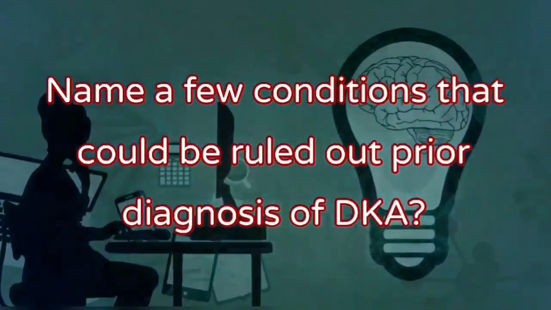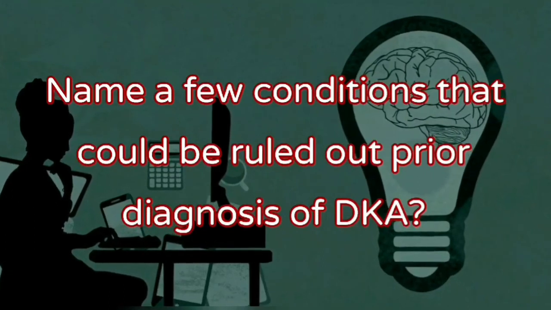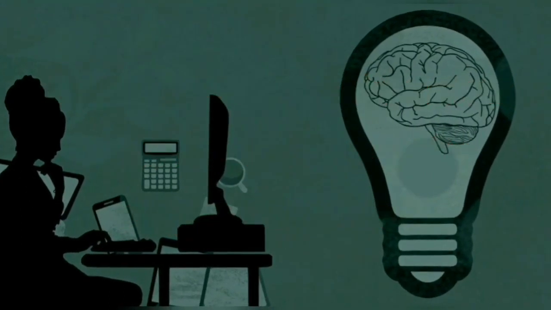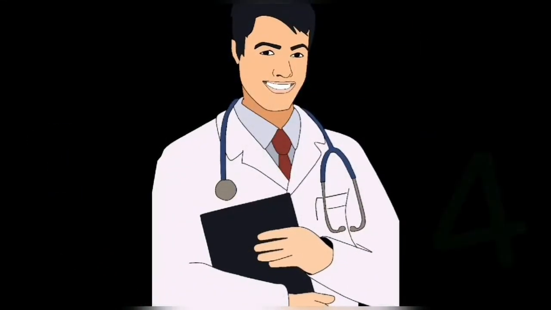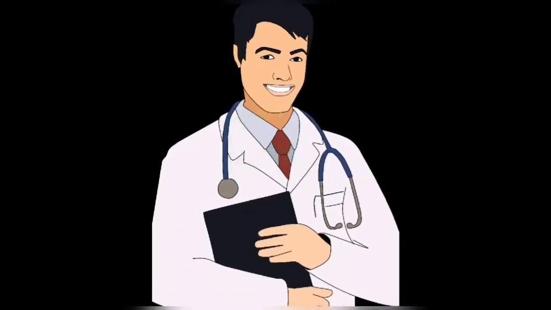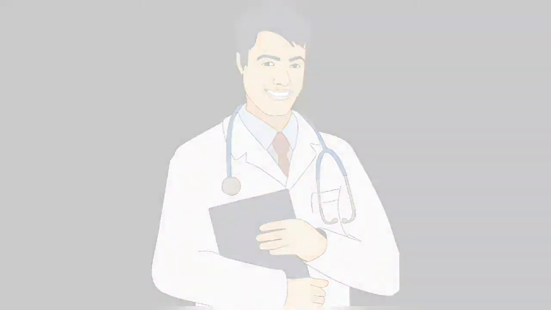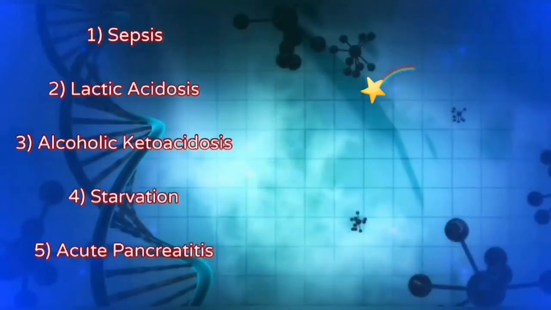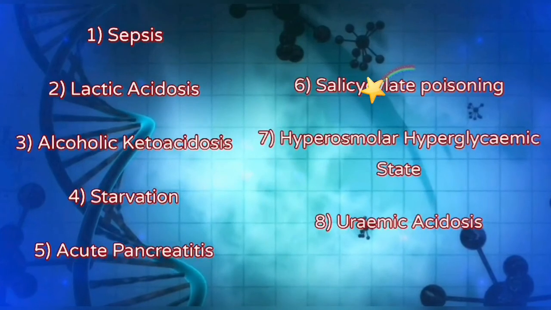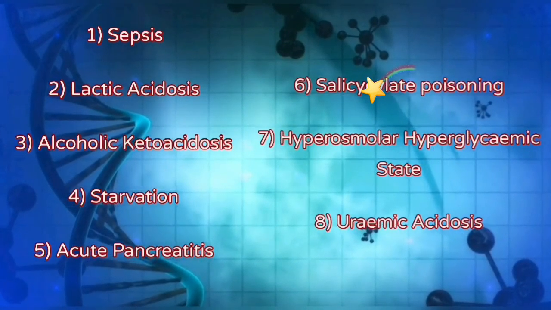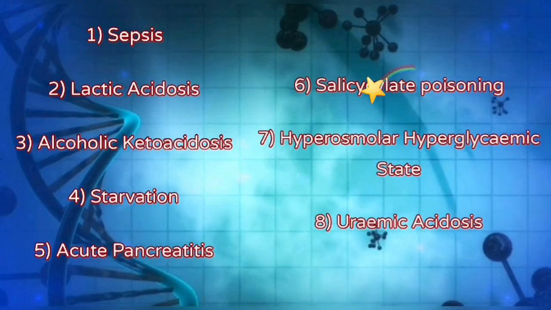The second question is, name a few conditions that should be ruled out prior to diagnosis of DKA. And the answer is sepsis, lactic acidosis, alcoholic ketoacidosis, starvation, acute pancreatitis, salicylate poisoning, hyperosmolar hyperglycemic state, and uremic acidosis.